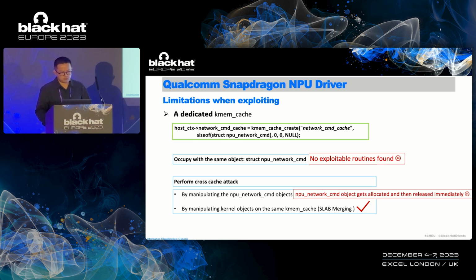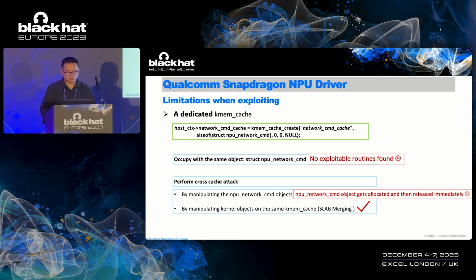First, MPU network command object is allocated from a dedicated keymap cache. So we need to think about how to occupy the released MPU network command object at beginning. Our first attempt was to occupy it with the MPU network command object itself. But sadly, we didn't find any exploitable routines. So we decided to perform a cross-cache attack.